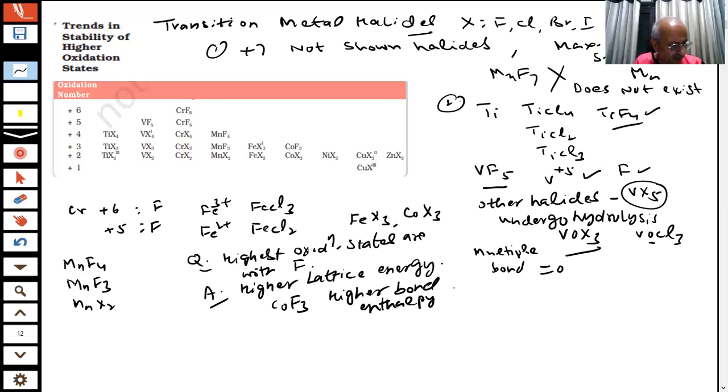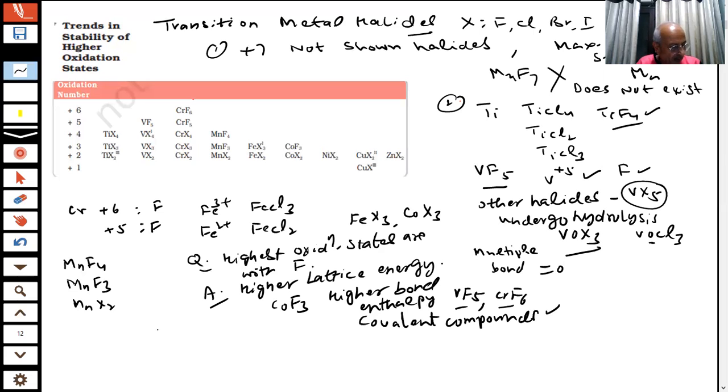What is the bond enthalpy, students? Higher bond enthalpy is there in VF5 and CrF6. Lattice enthalpy and bond enthalpy matter because higher oxidation states are covalent compounds. So the stabilizing factor, when ionic compounds are formed, is lattice energy, as in CoF3 and FeCl3. If the lattice energy is more, they are going to be more stable compounds, more stable oxidation states, students.